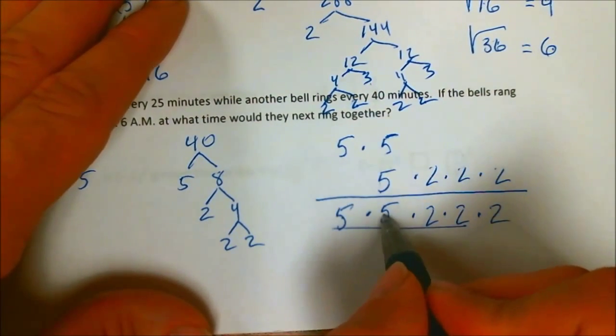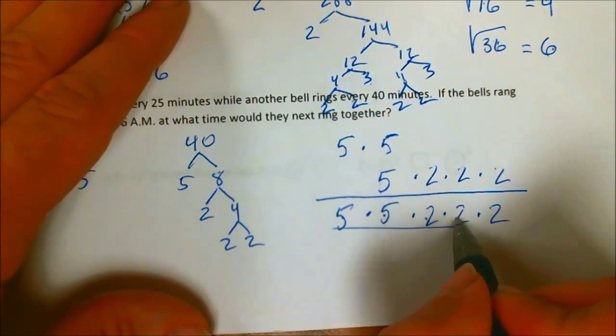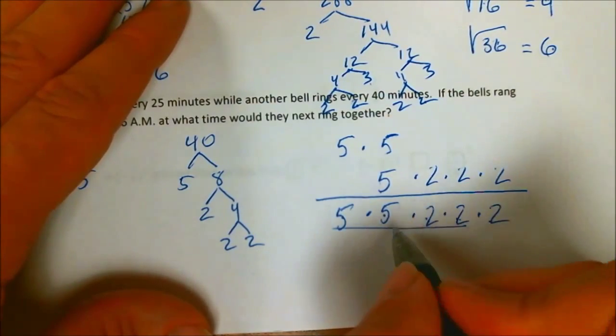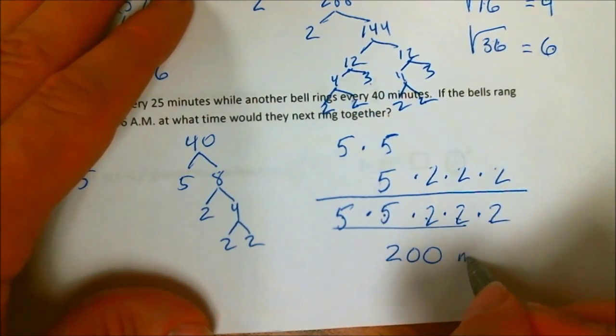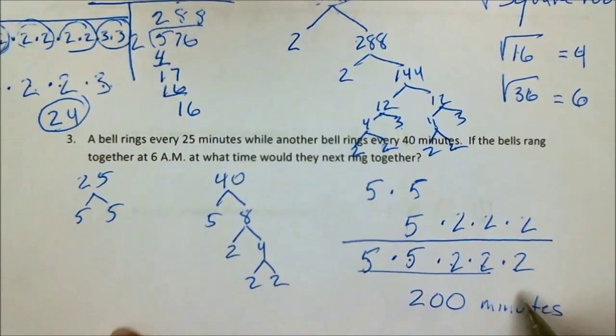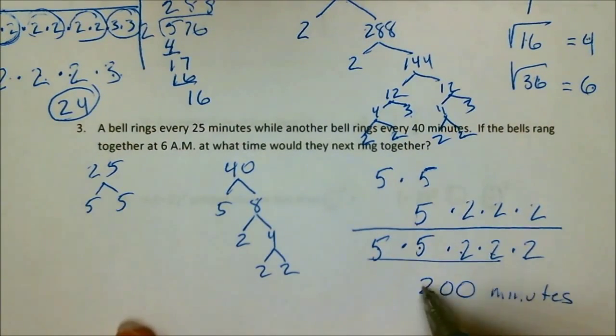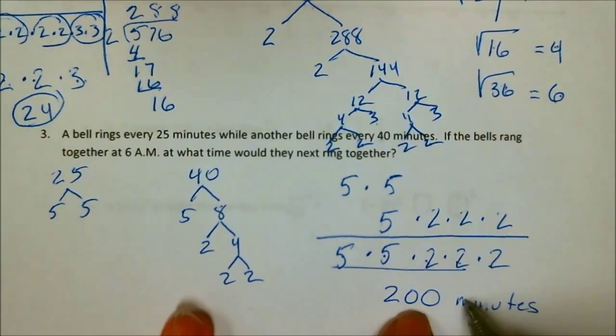5 times 5 is 25. 25 times 2 is 50. 50 times 2 is 100. And 100 times 2 is 200. 200 minutes. Huge mistake a lot of you guys did. You got to an answer and your brain said, okay, I'm done with this problem. What you didn't do is go back and think about what this represents.